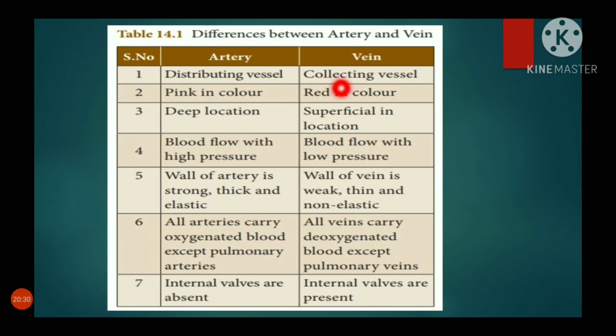Vein: collecting vessels. They collect the blood. Red in color. Superficial in location. Blood flows with low pressure. The wall of the vein is weak, thin and non-elastic. All veins carry deoxygenated blood except pulmonary veins. Internal valves are present. Are you clear with the difference of artery and vein, students?